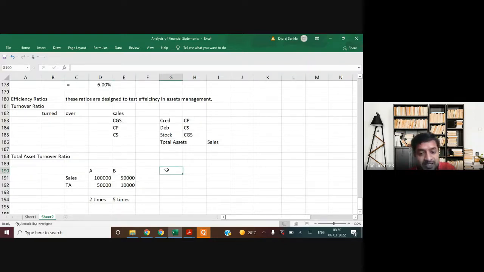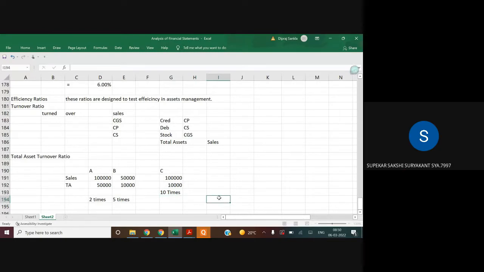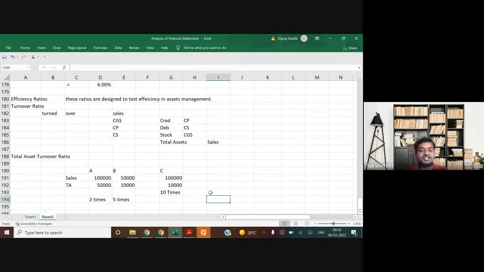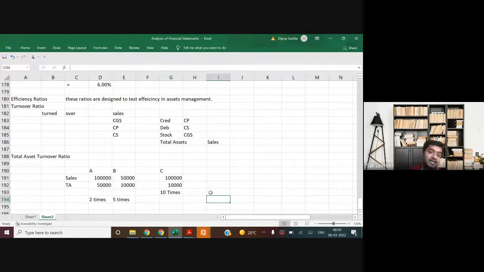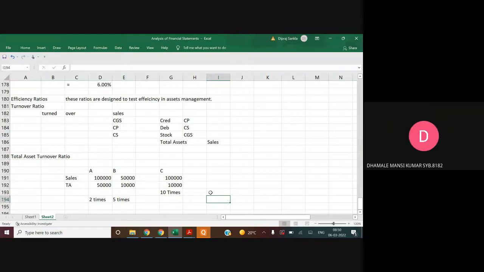I'll give one more example. Let's say there is a C company. C company's sales value is 1 lakh and its total asset value is only 10,000. Now you tell me, sales are 10 times the value of what, right? Total assets, na? Now you tell me, out of A, B, C, which company has efficiently used its total assets in generating sales? Company C. See, so higher the ratio, higher is the efficiency in asset utilization. Agree?